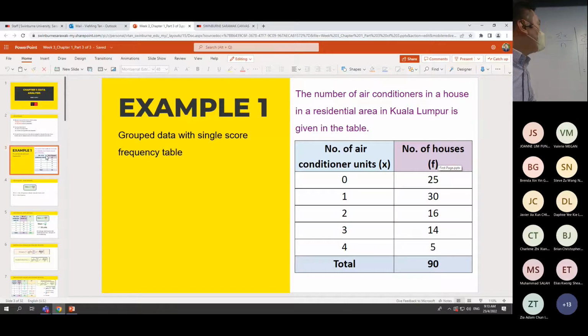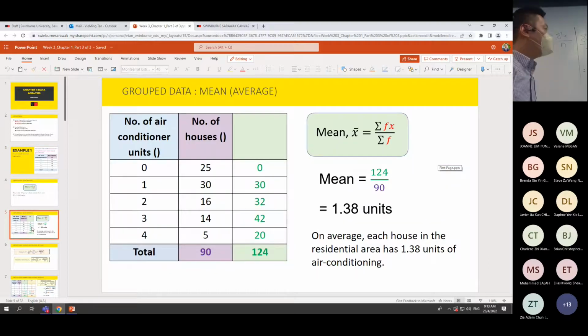We need to sum. That means in order to get the mean value for the grouped data, we need to calculate the f multiplied by x column. We need to have a column, called f multiplied by x, which is the second column multiplied with the first column. We need to get the values. So how to do so? For the first row, for the first class, we use 25 multiply 0.